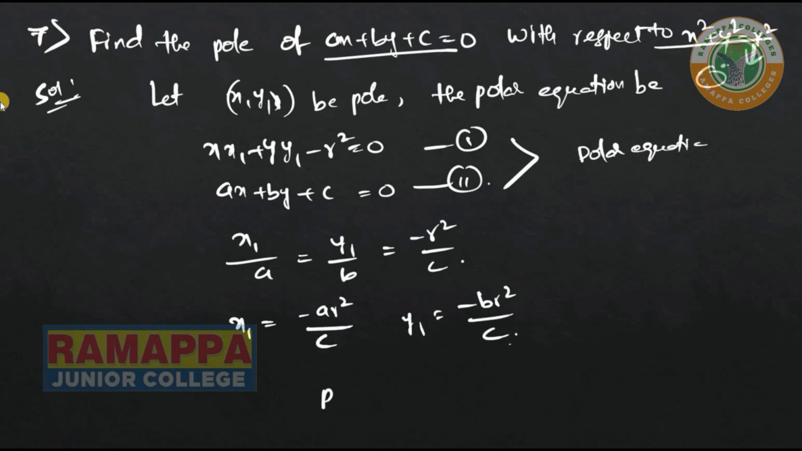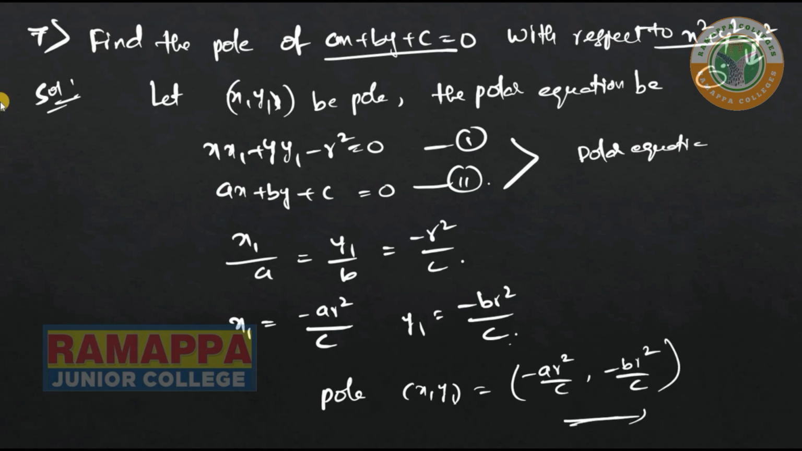Now here the pole is (x1, y1), so it will become minus a r square by c and minus b r square by c is the answer here. Now move to the eighth question here.